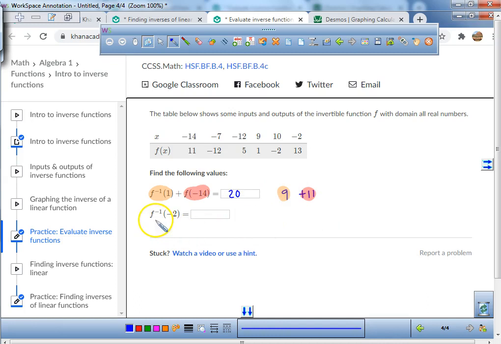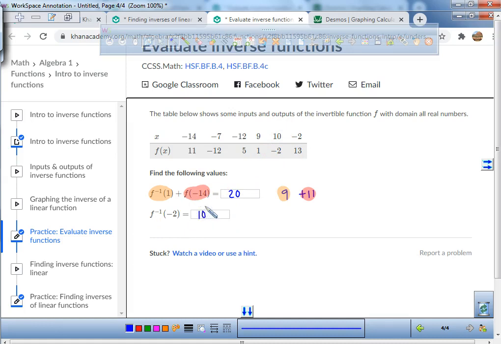Now, what is the inverse of -2? The inverse of -2 is just a 10. And so that's all you guys have to do.